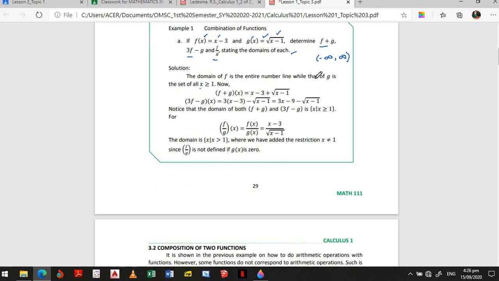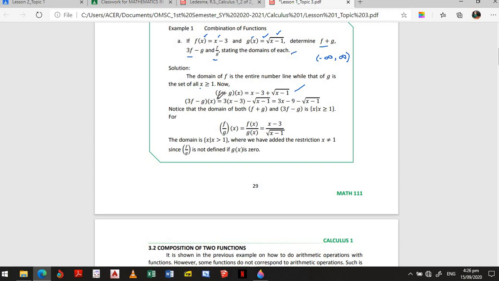And then, let's proceed. That is f plus g of x, which is equal to the individual sum of our f and g. That is, this is our f of x, x plus 3, plus our g of x, square root of x minus 1. So this is now just the simplified form of the sum of f and g of x.